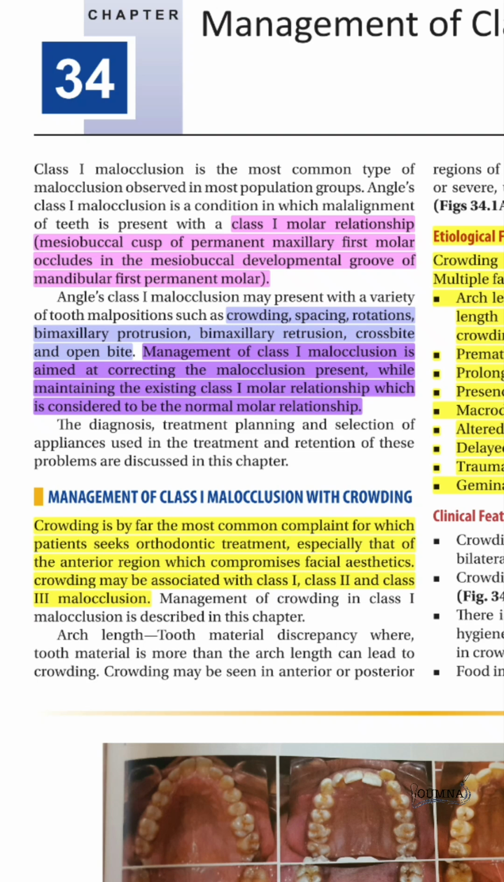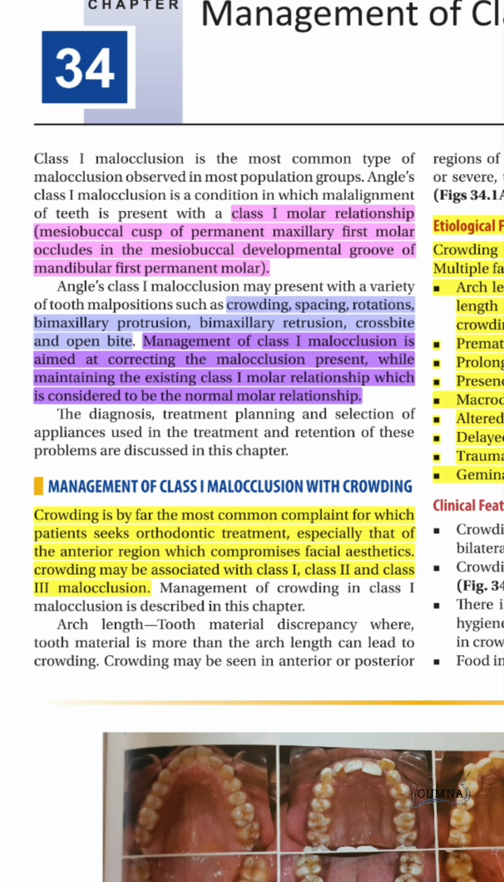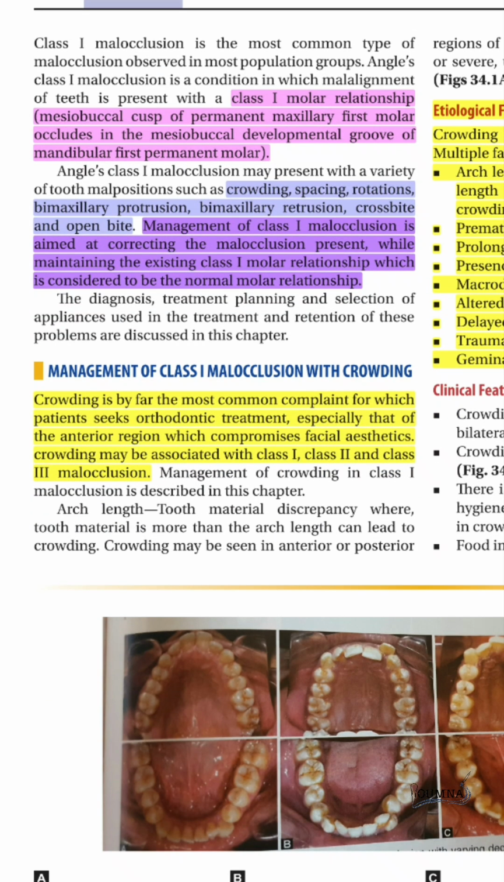we see that we have a Class 1 molar relationship, Class 1 incisor relationship, but in addition to it, we have some crowding, spacing, rotations, bimaxillary protrusion, bimaxillary retrusion, cross bites, and open bites. So when dealing with them, we must maintain the molar relationship to be in Class 1. Then we do the changes on the teeth only.